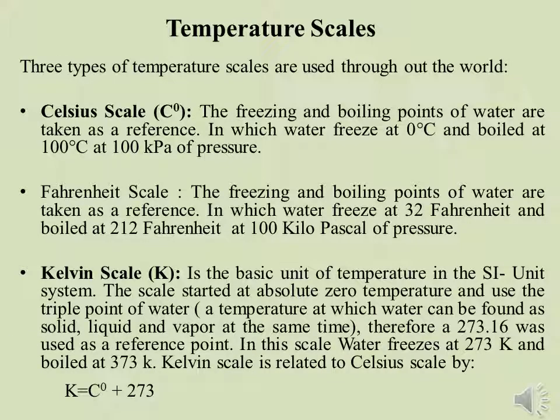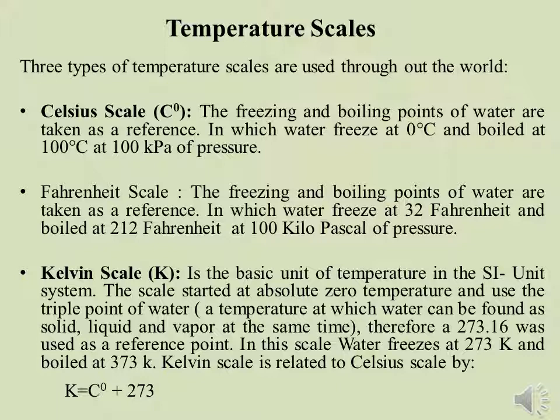Temperature scales. Three types of temperature scales are used throughout the world. Celsius scale: the freezing and boiling points of water are taken as a reference, in which water freezes at 0 degrees Celsius and boils at 100 degrees Celsius at 100 kPa of pressure. Fahrenheit scale: the freezing and boiling points of water are taken as a reference, in which water freezes at 32 Fahrenheit and boils at 212 Fahrenheit at 100 kPa of pressure.